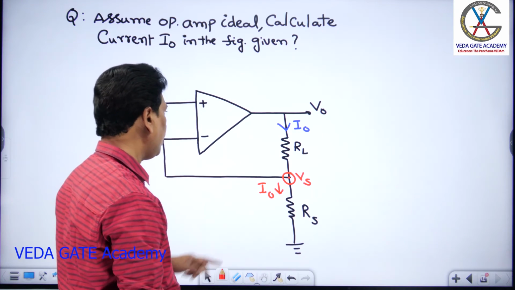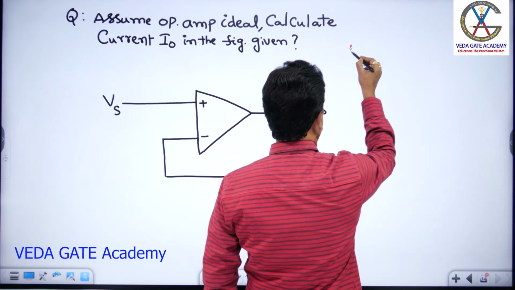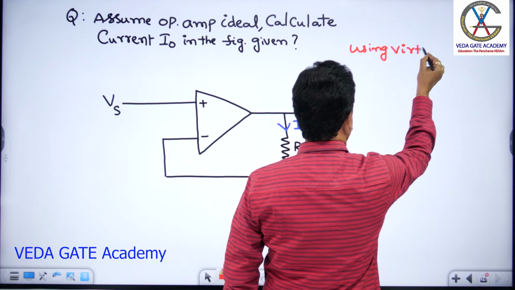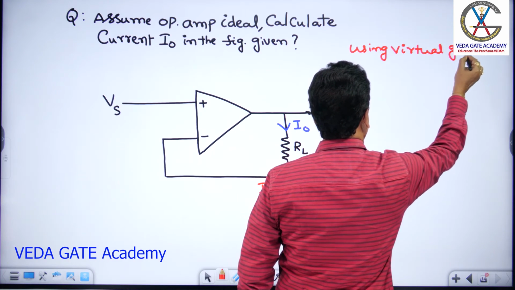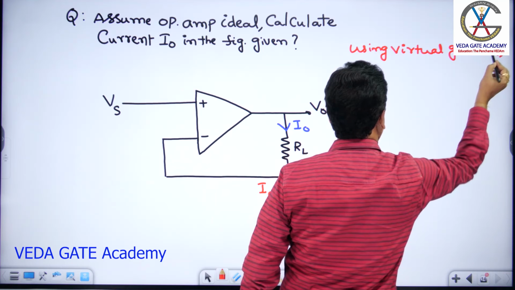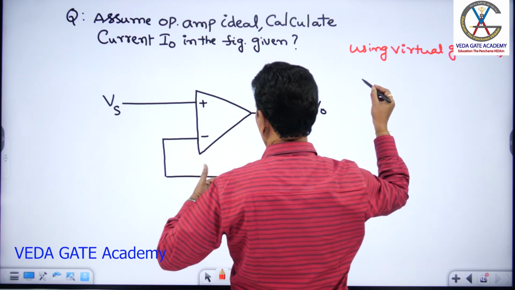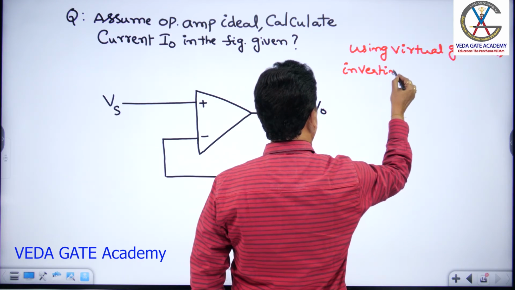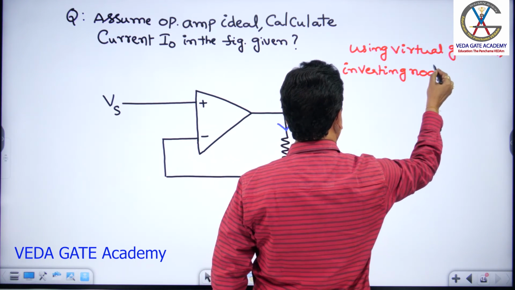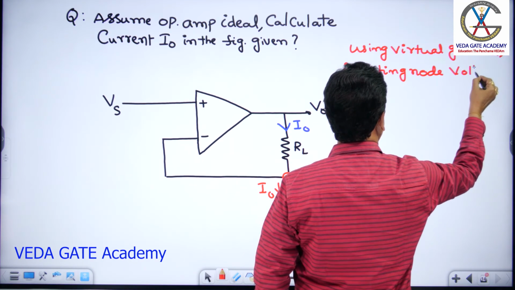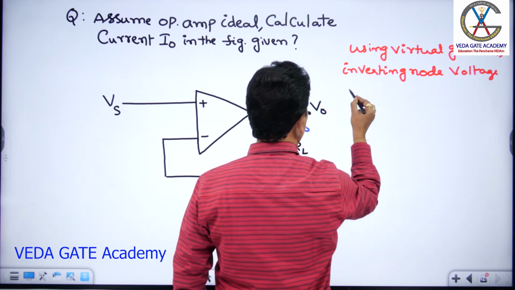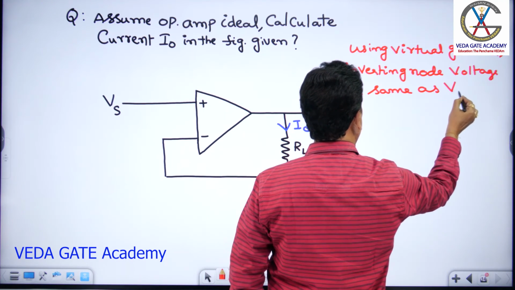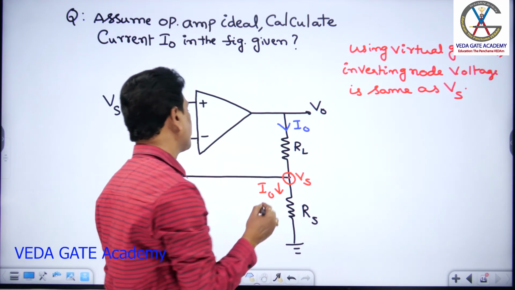So what I say is, using virtual ground, the inverting node voltage is the same as Vs.